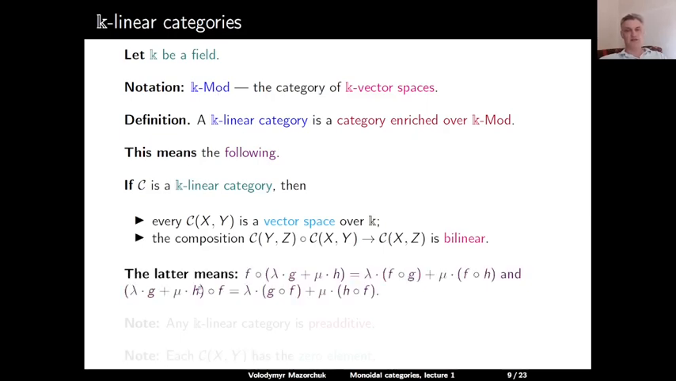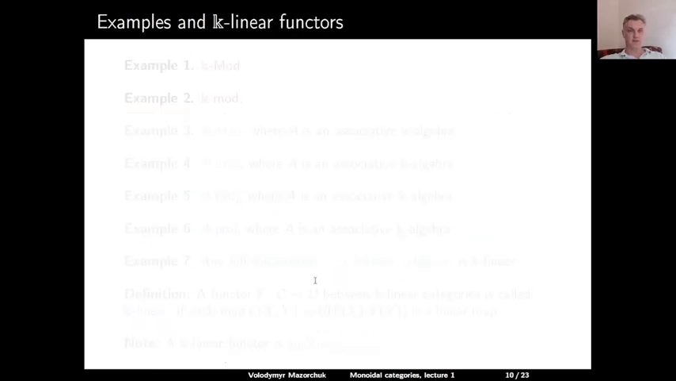In other words, if we want to compose morphism f with a linear combination λg + μh, the outcome should be λ times f after g plus μ times f after h. And similarly for the second argument. Directly from the definition, we see that any K-linear category is preadditive, and in particular, each Hom set in a K-linear category has a 0 element.